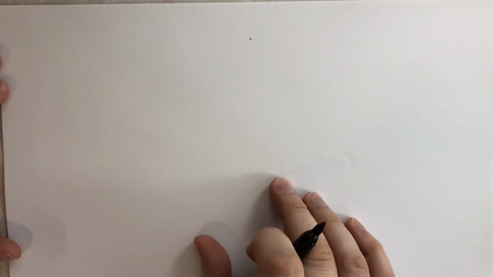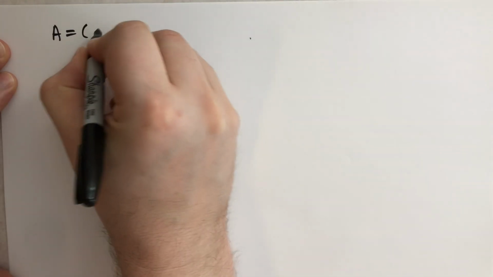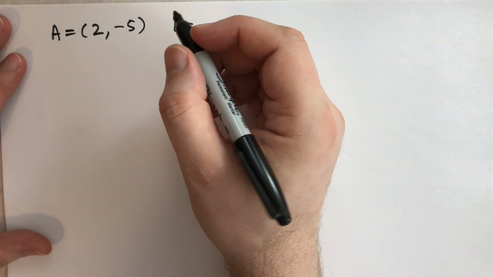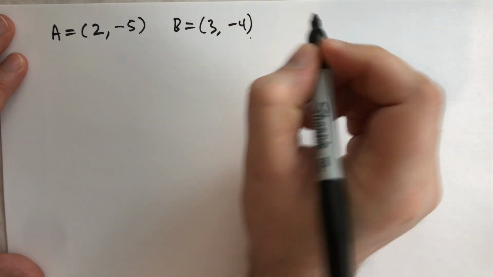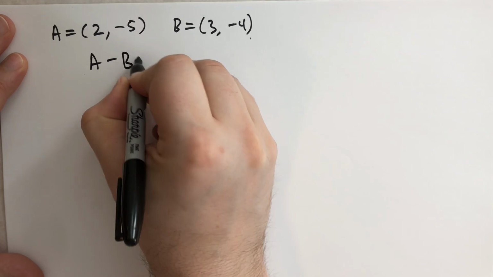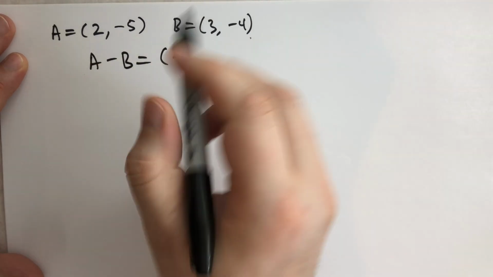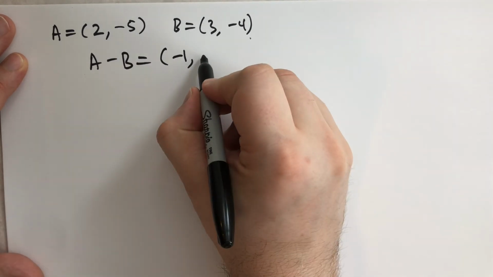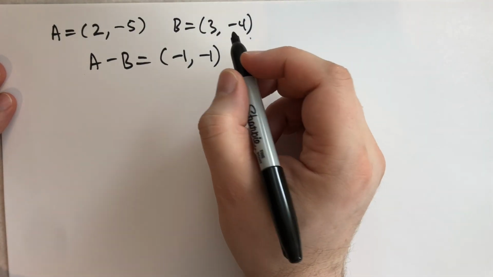All right, if A equals (2, -5) and B equals (3, -4), then A minus B is going to be A1 minus B1, so 2 minus 3, that's -1. And then A2 minus B2, so that's -5 plus 4, which is -1. That's what happens when you subtract those two points.